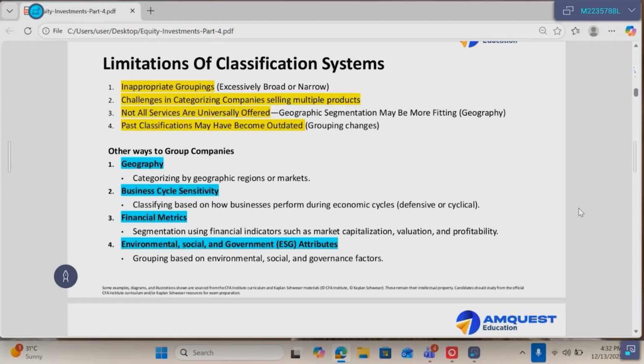So first is geography. We can categorize by geographical regions. So markets, we have developed markets like US, Europe. We have developing markets like India, China, etc. Then business cycle sensitivity. This is very closely related to economics. So we have a business cycle in which it's a starting, it's a boom, it's a growing kind of thing. Then we reach a peak in which things have stopped growing. Then we have a downfall, we have a recession, and then we have a trough where things stop falling, and then there's a potential to revive again.